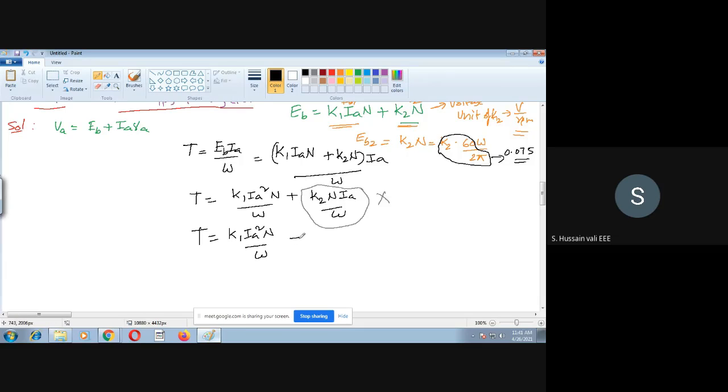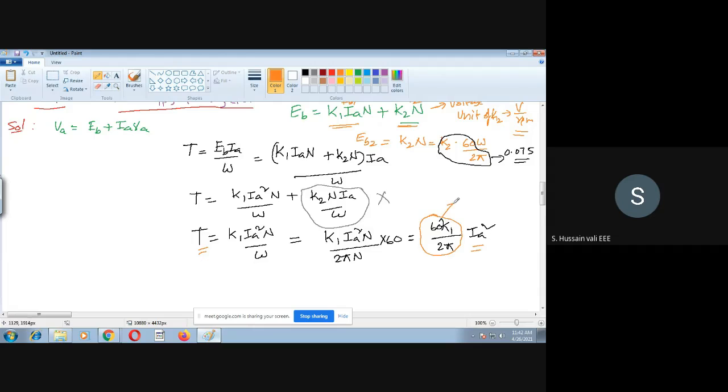Then we simplify this further. K1 Ia square into N, I will write N as 2 pi N by 60. Then N will get cancelled, and we get 60 K1 in the numerator divided by 2 pi in the denominator, into Ia square. Now see yourself: what is the unit of this? On one side it is torque, on the other side it is Ia square. So the unit is torque by current square, that is, Newton meter per ampere square.